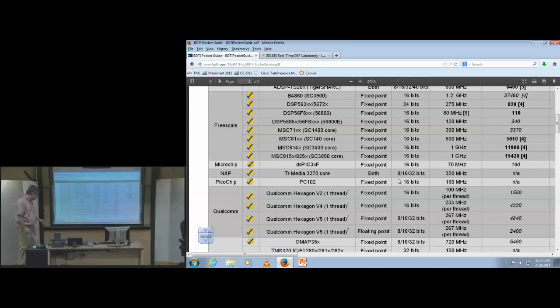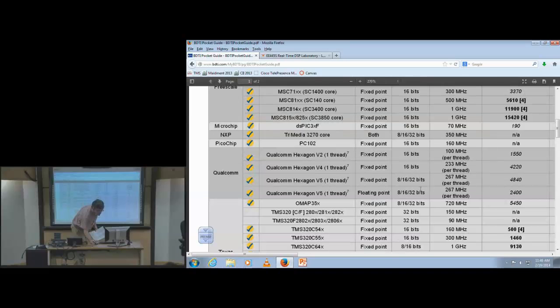Qualcomm, based where? San Diego, but a lot of the work is done here in Austin for the DSP cores that they do. And again, you'll see some of these are for media. You see the 8-bit data type.